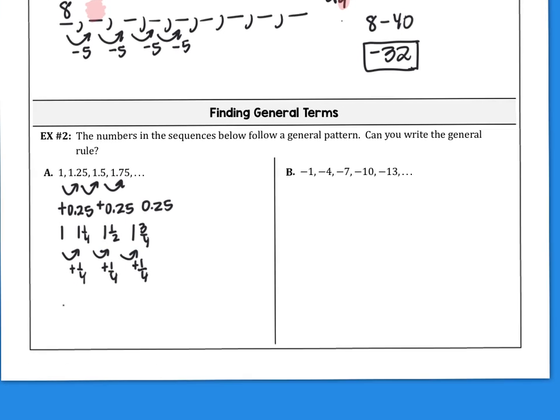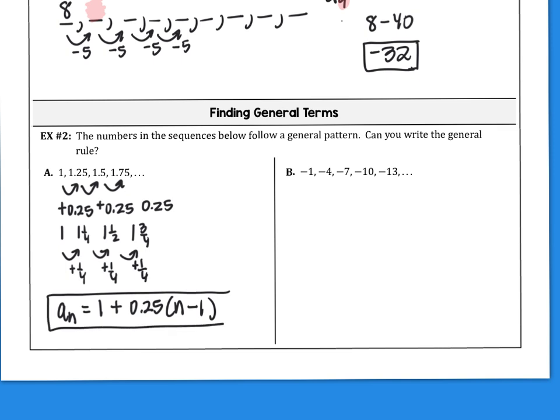Anyway, so we would say a sub n would be our first term, which is 1, and then plus our d, 0.25, times n minus 1. So this is all you need. You don't have to distribute it in and combine like terms. You can, you just don't need to. I'm not going to require it because this is how I think of it: first term plus your common difference, n minus 1 times. That's all it is.